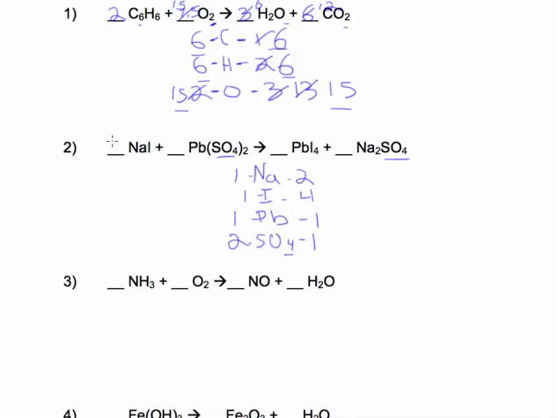So 2 to balance that, and then it changes our iodine. But now we see we really need 4 iodine, not 2. So we'll just change this coefficient again. Now that gives us 4 and 4. So we're going to change our sodium over here. 2 times 2 gives us 4 and gives us 2. And if we look, we're balanced.